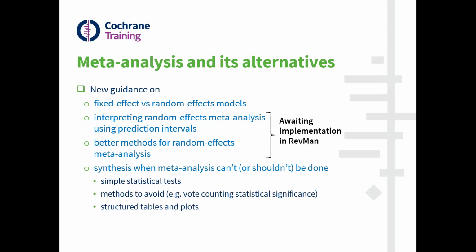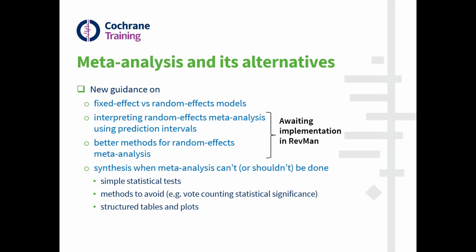There are some things here, of course, that can't be implemented. We can talk about some methods that aren't at the moment implemented in RevMan, although the methods for random effects meta-analyses have been on the implementation list for a while and will get implemented at some stage in the near future.